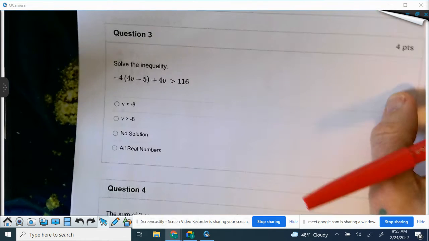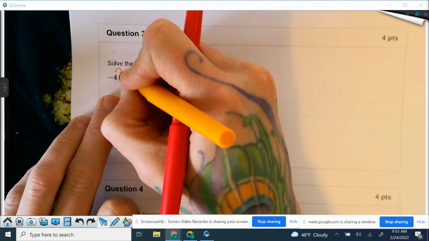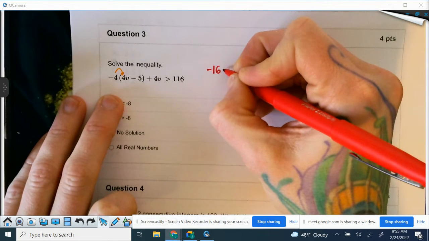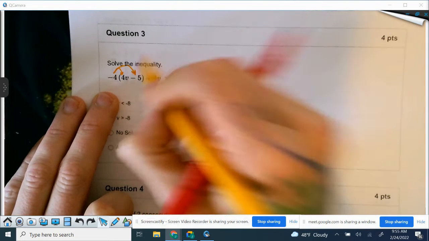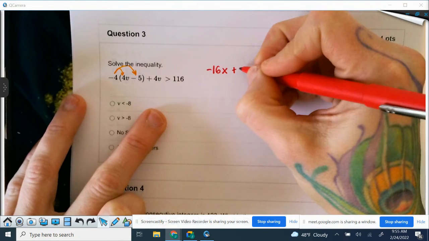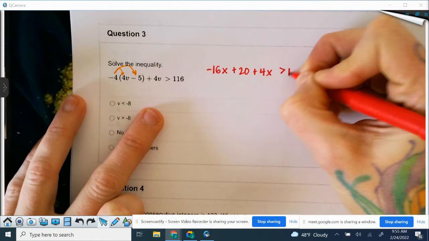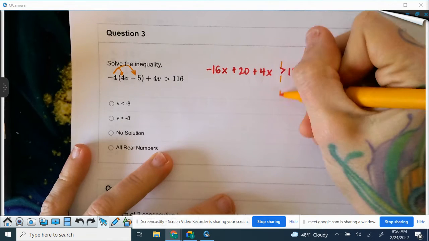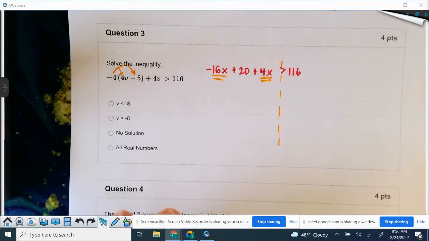Number 3. So first and foremost, you're going to distribute that negative 4 times 4. So negative 16. I'm going to change it to an x just for conversation's sake. Negative 4 times a negative 5 is going to be a positive 20, plus 4x is greater than 116. So we have to clean up on that left side, just like we did if like this is our great divide and these are regular equations, not an inequality.